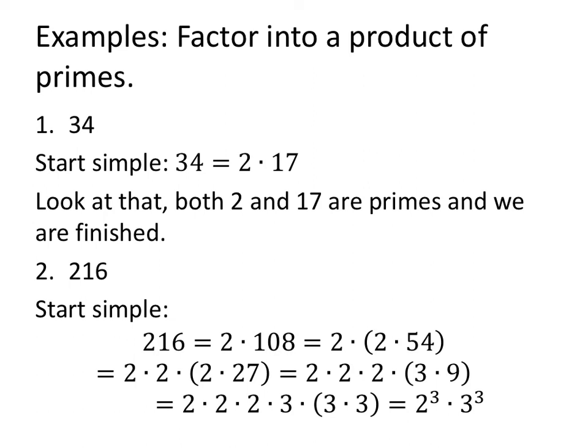Let's take a look at 216. So 216 is an even number, so I know that's 2 times 108. Now 2 is a prime number, so I'm going to leave that. But 108, also an even number, can be factored. And 2 times 54 is equal to 108, so this same 54 can now be factored as 2 times 27. This 27 I can now factor as 3 times 9.